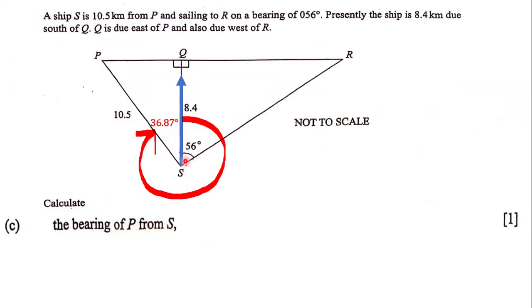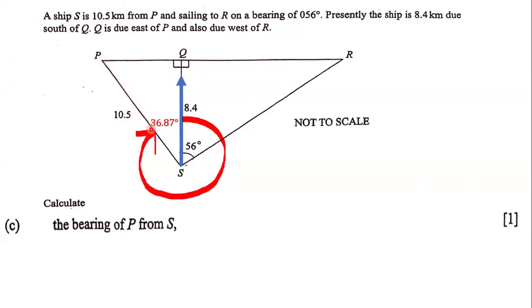Notice that we have S here and we have P here. Now they say from S, which means that we must start at S, and we must draw our north. So this is our north. And then we must go in this direction until we reach the line that is associated with P, which is the same line. So you start at S, you draw your north, and you go in this direction until you reach this line that is associated with P.